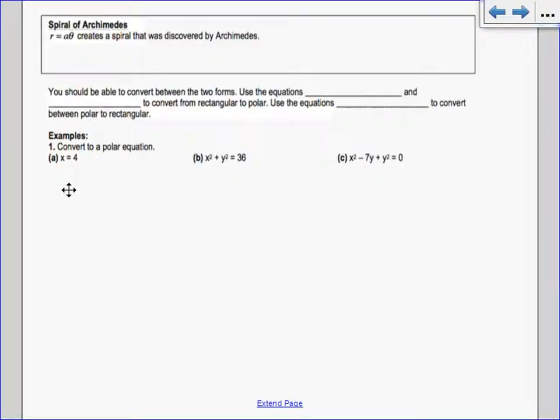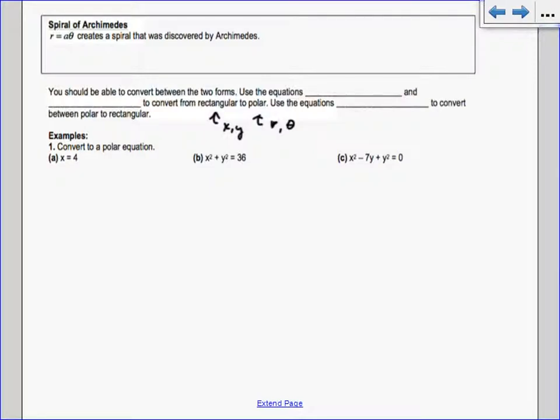Okay, this is the second part of lesson 27, which is still on polar coordinates. So you're going to be asked on your test to switch from polar to rectangular or from rectangular to polar. So rectangular is an equation that just has x and y. And a polar equation is going to be an equation that has r and theta.